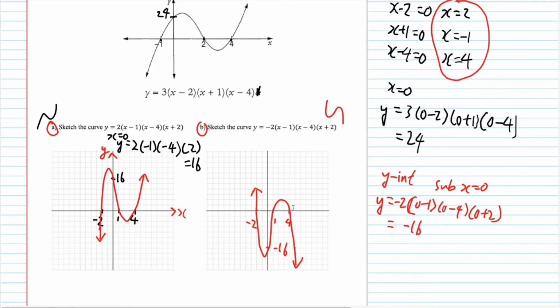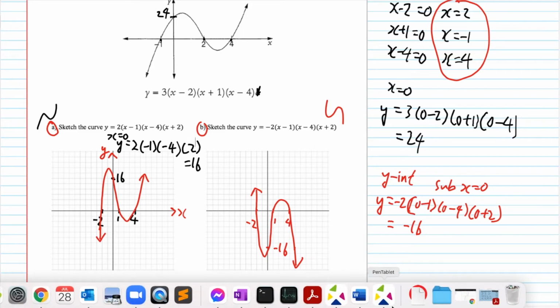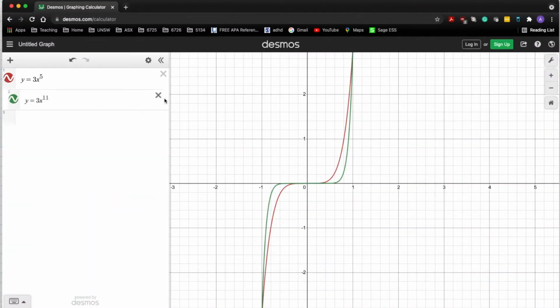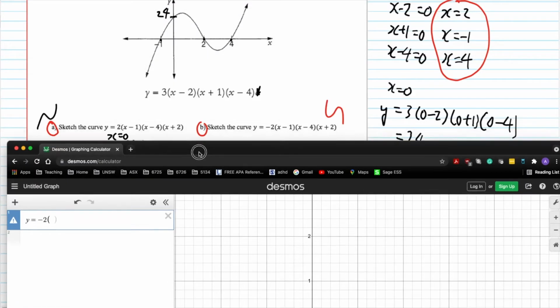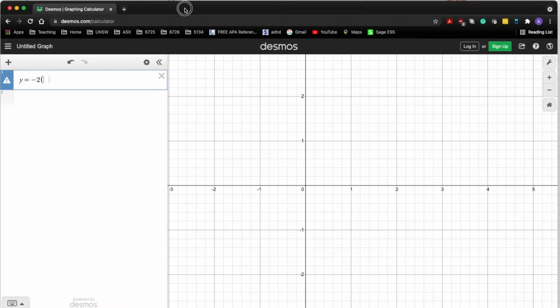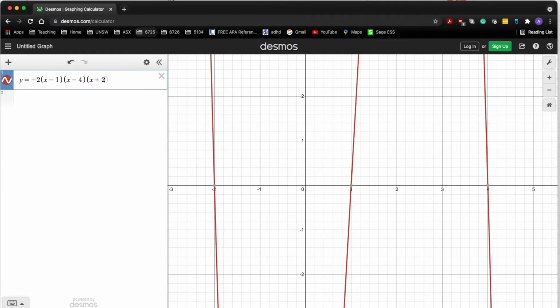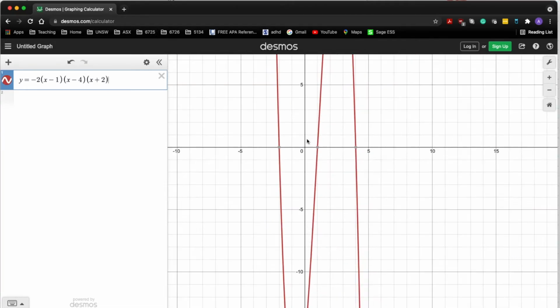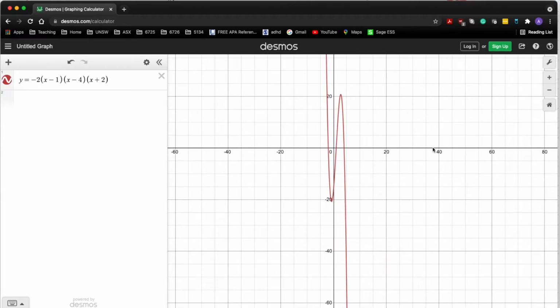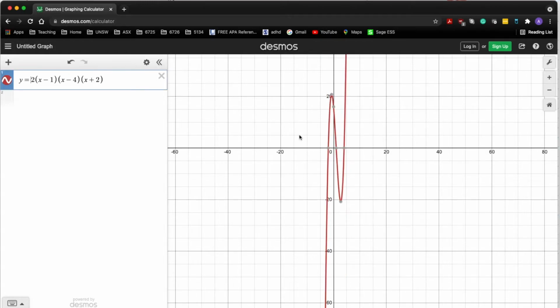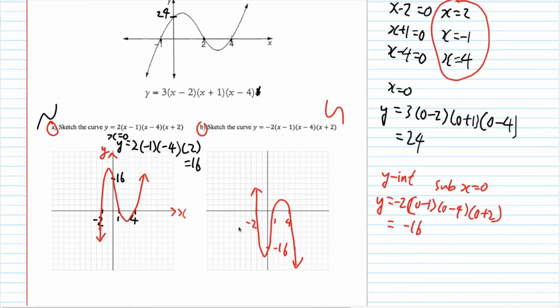Okay. And what you can do just to double check what your graph looks like is to use Desmos. But I would not recommend using Desmos first and then copying the graph. Draw the graph first, use Desmos to check. So I'm just going to type it in. You have y equals minus 2 times (x minus 1), (x minus 4), (x plus 2). Right, so just zoom out a little bit. As you can see, this graph looks somewhat like the graph that I drew. And if you put it into a plus, you just turn it upside down. Okay, so that's these two graphs here.